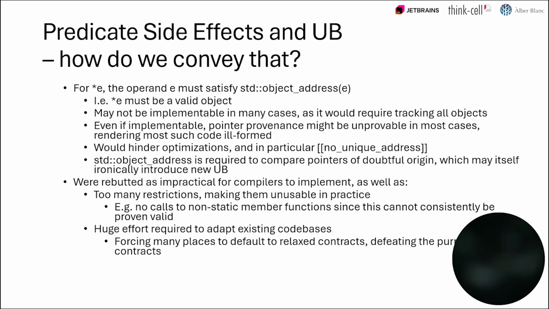What's the origin, the provenance of that pointer? It means most of such code would be unprovable in this way, and this would make it ill-formed. So you get a lot of compiler errors for code that currently works, or seems to at least. Would hinder optimizations, obviously. You would have to compare pointers of doubtful origin. So in some cases, this might actually introduce new undefined behavior, which kind of defeats the purpose.